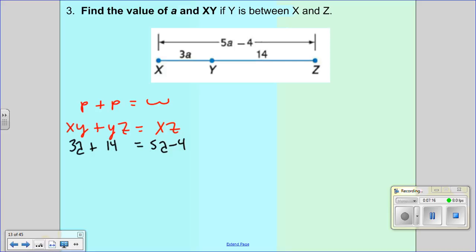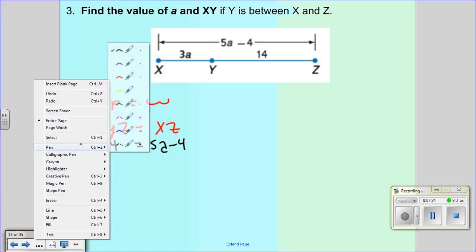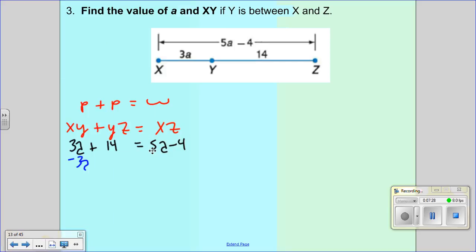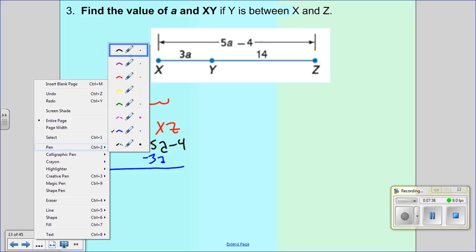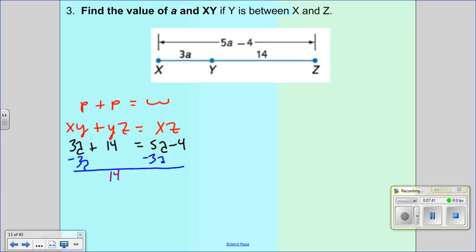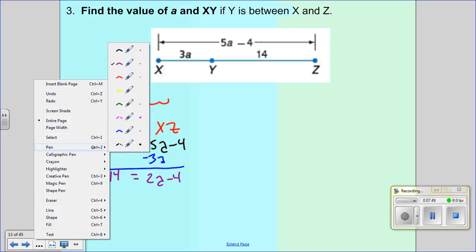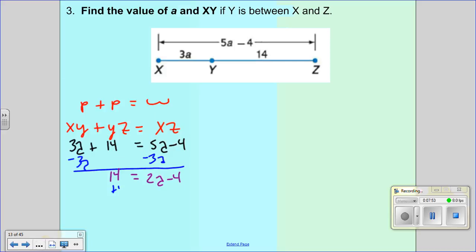The first thing I would do is subtract 3a from both sides, which would result in 14 is equal to 2a minus 4. The next thing I would do is add 4 to each side, which would result in 18 is equal to 2a. And the last step is to divide both sides by 2, and 9 is equal to a.